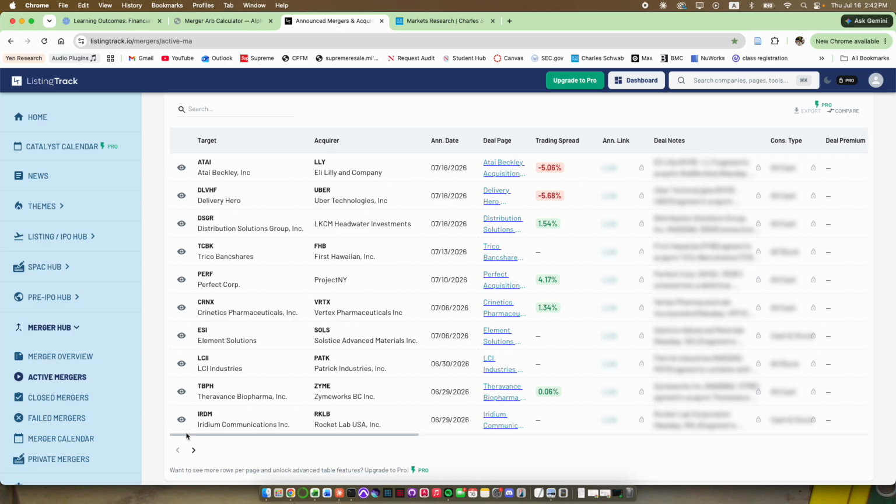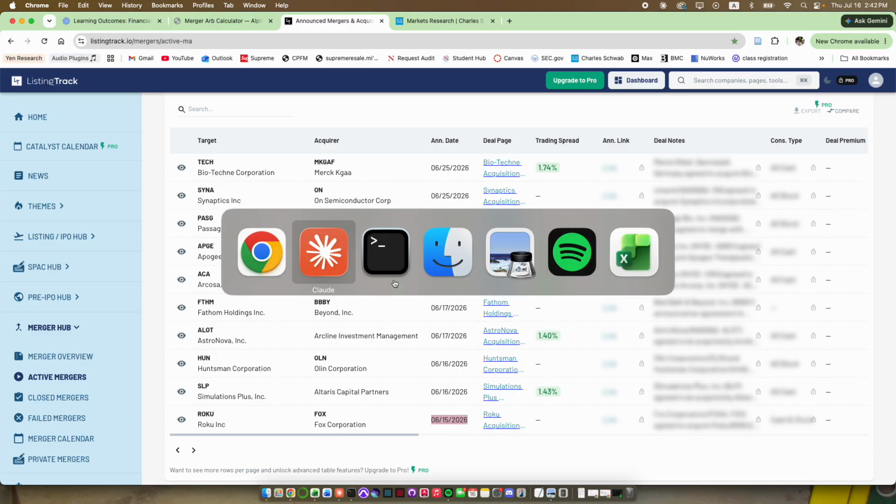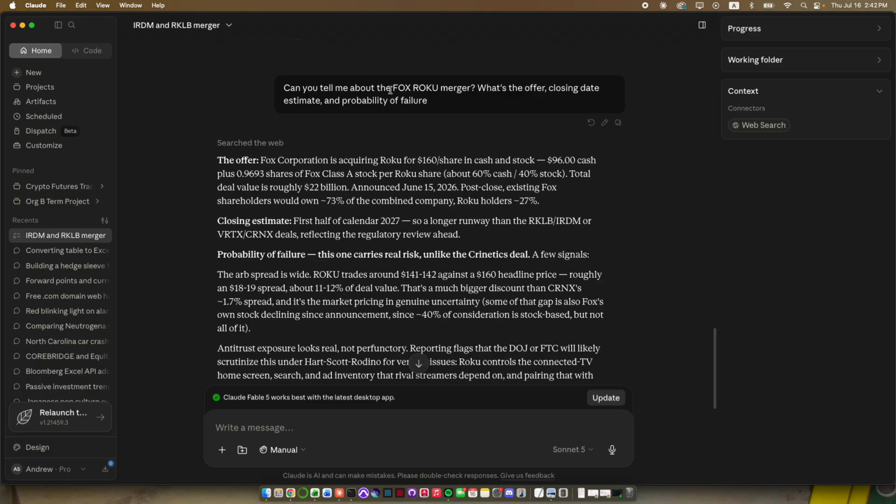So the first one I'm going to be taking a look at is this deal between Fox, the acquiring company, and Roku, which is being bought by Fox. This was announced on June 15th. What I usually do is go to Claude and ask it to tell me some details about the merger. A lot of mergers offer either cash or stock for the deal to go through. So in this case, I'm asking what's the offer, closing date, and probability of failure for the deal.